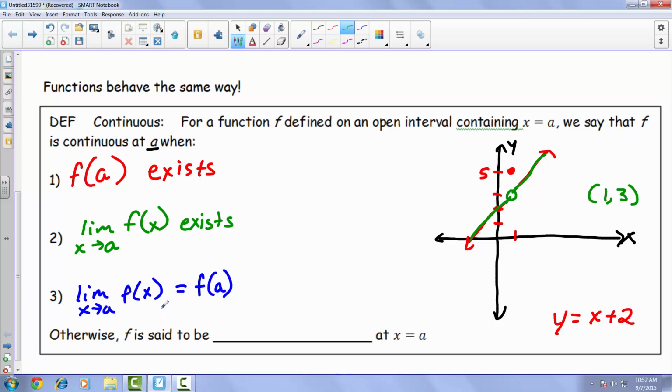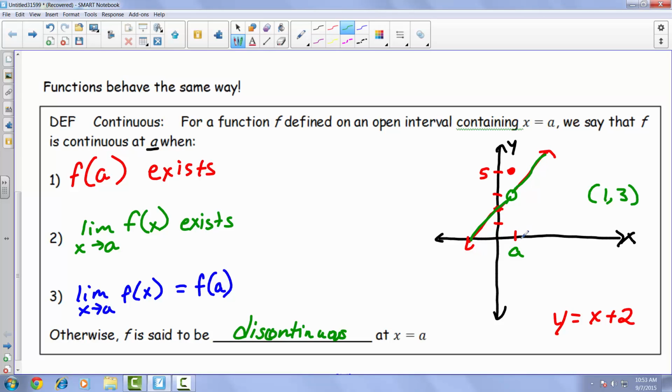Another one would be an undefined statement, like those rational functions we saw with undefined values. So, as long as it meets all 3 of these criteria, it's said to be continuous. If it doesn't meet any single one of these criteria, it is said to be discontinuous. Oops, discontinuous. Specifically, I thought I was missing a U in there. Yep. At that particular a value.